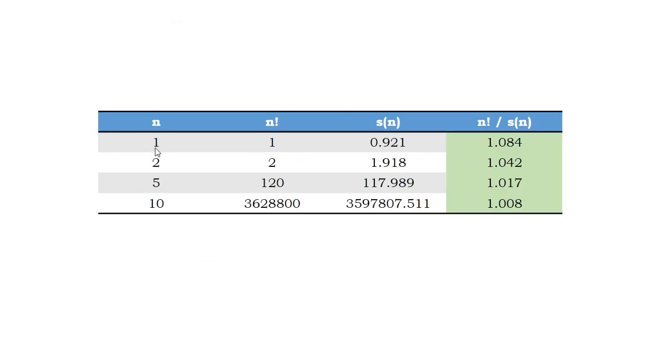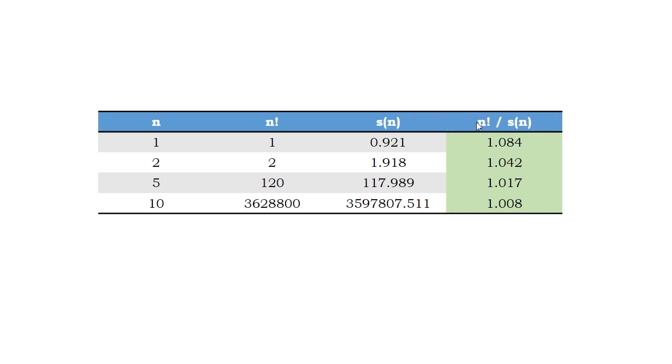If n is 1, the factorial of n would also be 1, and the approximation will be 0.921, which is very close to the actual value of the factorial, and therefore the ratio would also be very close to 1. The same thing applies to the other numbers like 2, 5 and also 10. You can also see that as the value for n gets larger, our ratio also gets closer and closer to 1. For this puzzle, we want to compute this ratio.